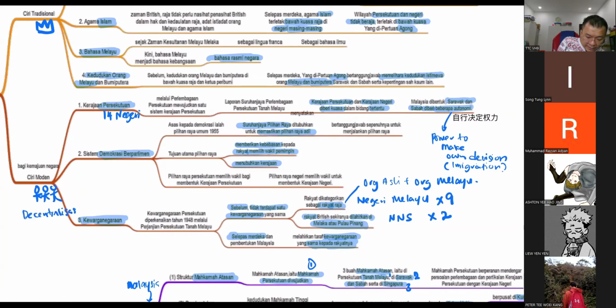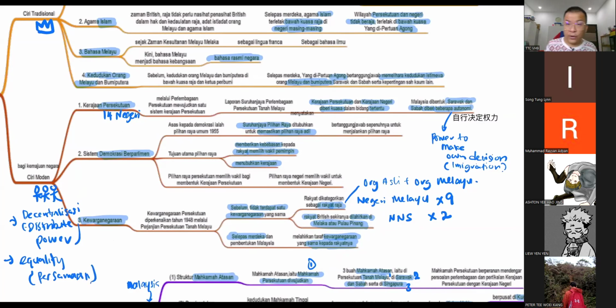So what is Chi modern? Decentralisasi. Means distribute the power. What is modern? Equality, called persamaan. Okay. So Chi traditional will be centralisasi.